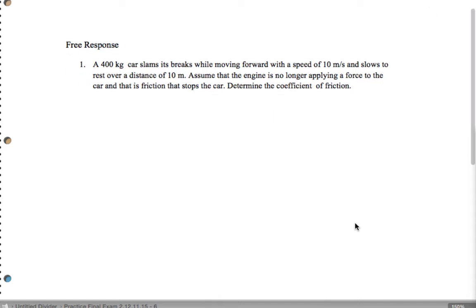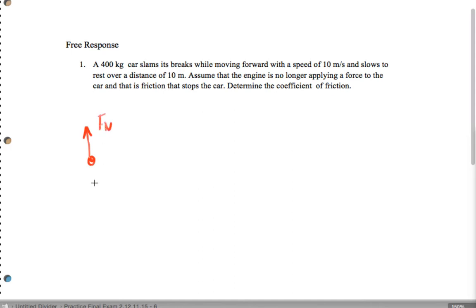Practice free response problem 1. So we've got a 400 kilogram car slamming on its brakes while it moves forward with a speed of 10 meters per second. It slows to rest over a distance of 10 meters. So the engine is no longer applying a force, and we only have friction stopping the car.